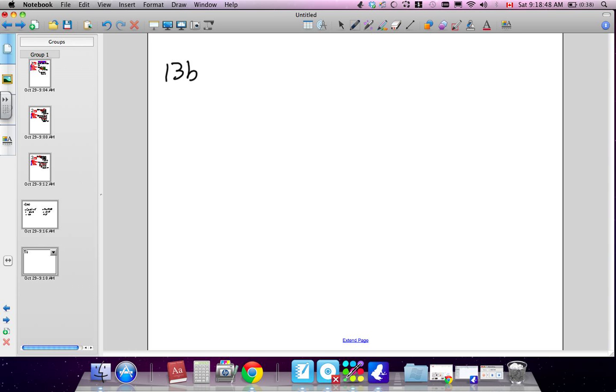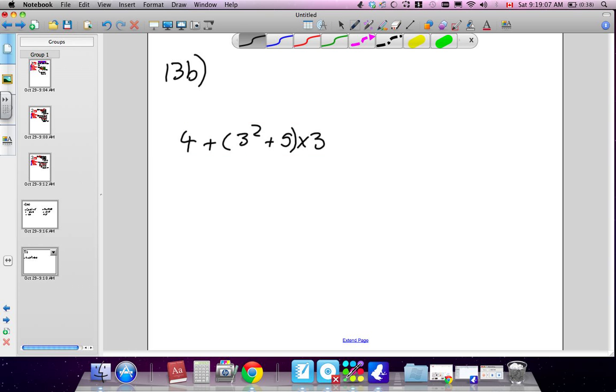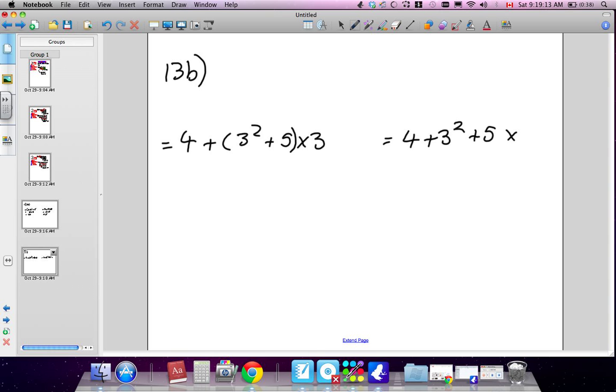Okay. 13b. What do we have? We have 4 plus 3 to the power of 2 plus 5 times 3. Brackets, right? So we did one with the brackets. Now I'm going to rewrite this without them. So it would just be 4 plus 3 to the power of 2 plus 5 times 3. Does that make sense? All I did is, it used to have brackets here, and I just took them away. Now I'm quickly going to write BEDMAS at the top, just so we remember our order of operations.